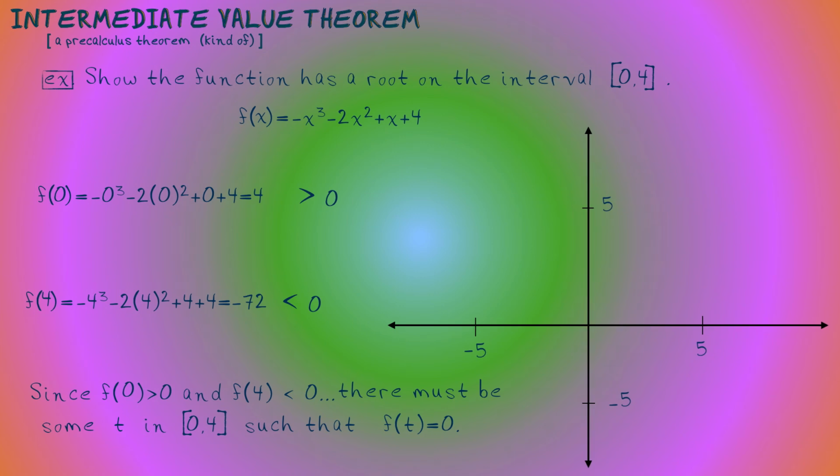So if we were to just look at the graph, notice if we were at 0 and 4, that root might be somewhere around 3 there, where it passes through the x-axis. And there it is.